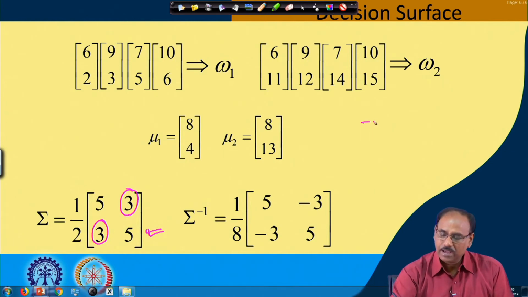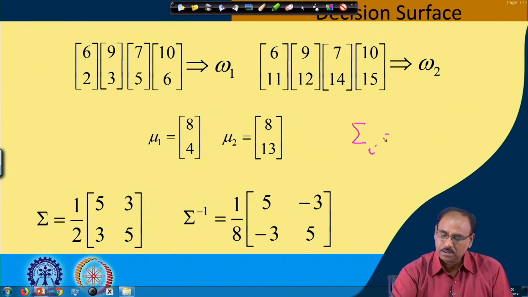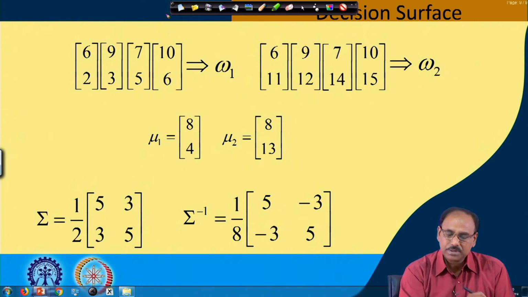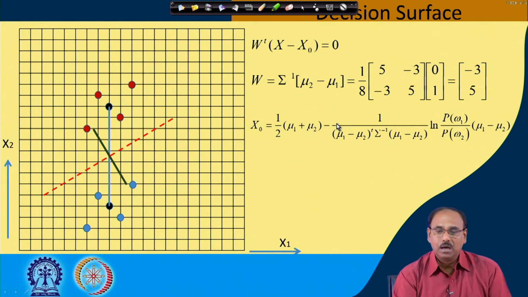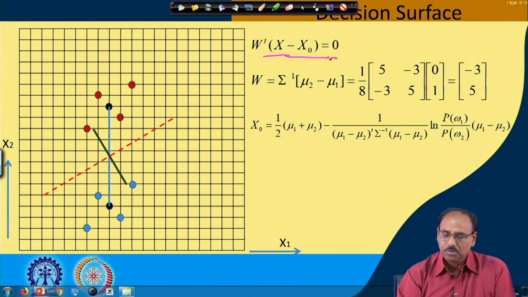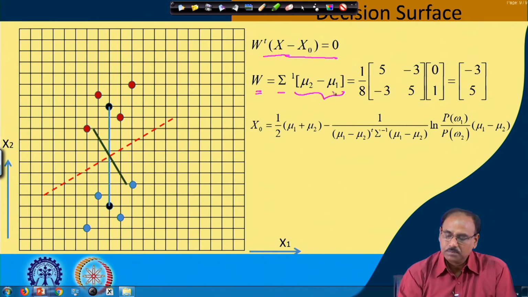So, this comes under the case sigma I is equal to sigma. Once I have this covariance matrix, I can compute sigma inverse, that is the covariance matrix inverse. And using this, as we have seen earlier, I can compute the decision surface, and the decision surface is given by W transpose (x minus x naught) equal to 0, where W is sigma inverse times (mu 2 minus mu 1).